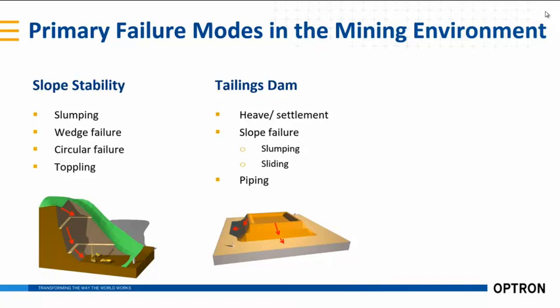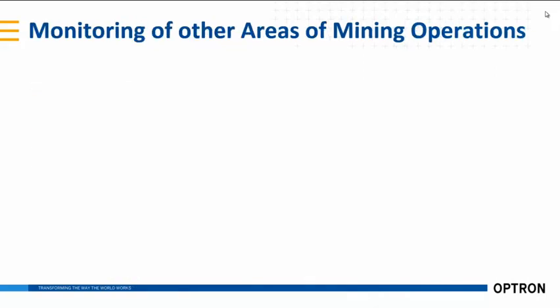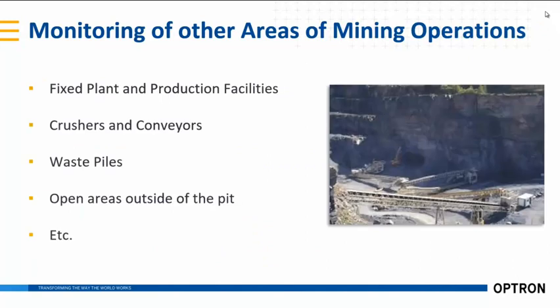But again, although these are the two primary areas on a mining site that have active monitoring systems in place, it's not really limited to those areas. Monitoring can also take place outside of these areas where there may be fixed plant or production facilities. They could be quite close to a pit or be located on unstable ground. Crushers and conveyors are often installed or reinstalled in areas where there's been some reclamation and some compaction occurred. So there's ongoing movement in there.